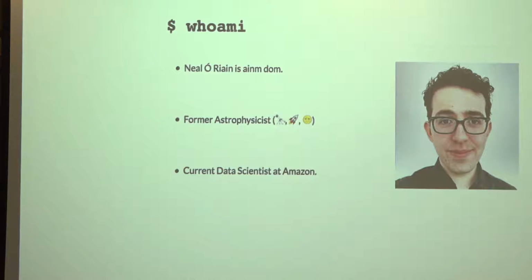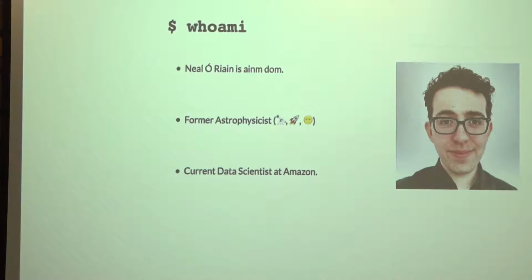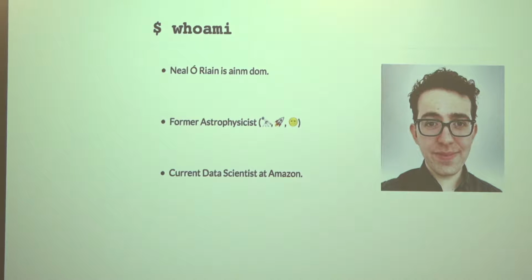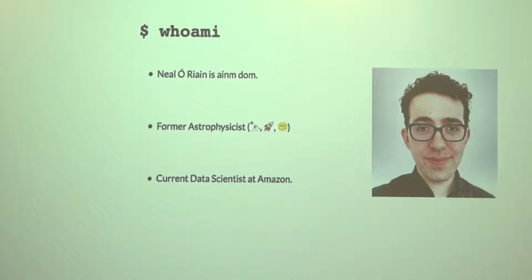By means of introducing myself, my name is Neal Riain. I'm a former astrophysicist by training. I did my PhD in astrophysics just down the road here in Trinity, left the field about 2 years ago, and since then I've been over in London. I'm working there as a data scientist at Amazon, doing machine learning, AI data things there.